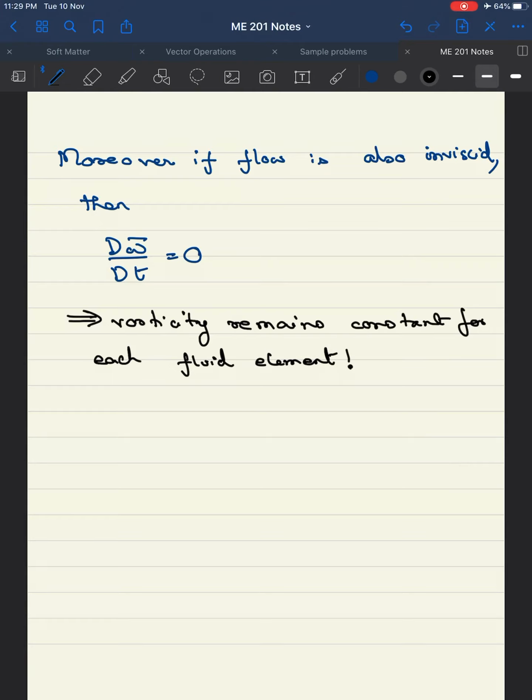Okay. In a 2D inviscid flow, if the flow starts off irrotational, then it must always remain irrotational because the vorticity has to remain constant. This is a very, very important statement. We'll see this a little bit later again. Okay.